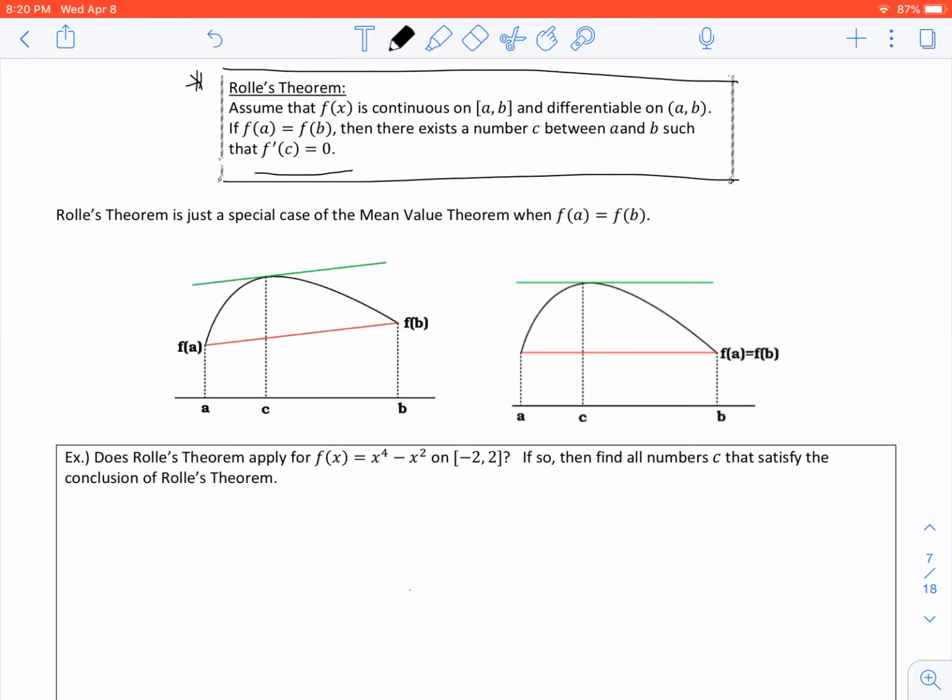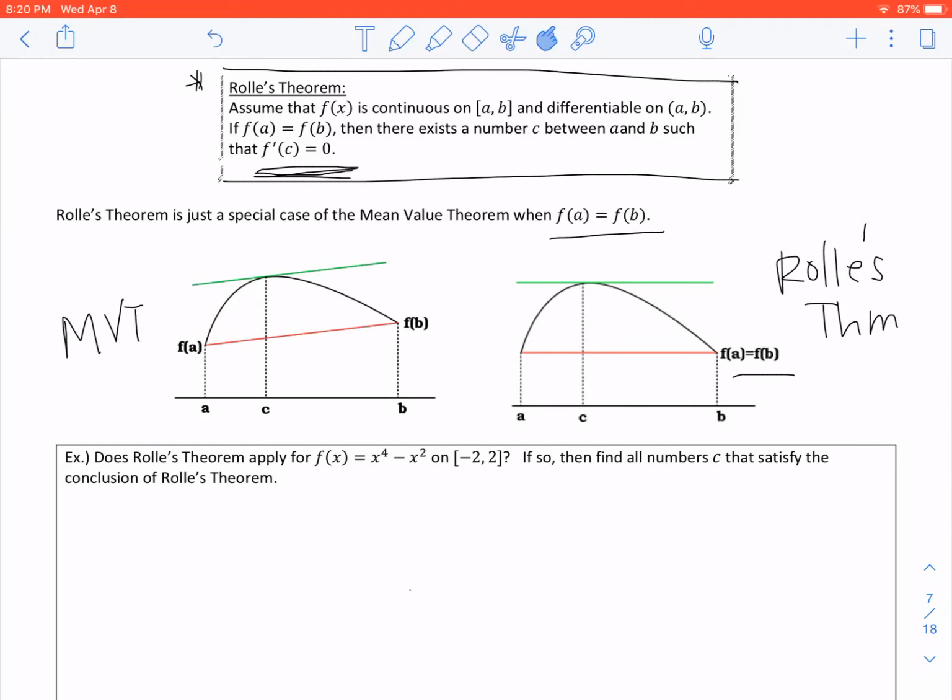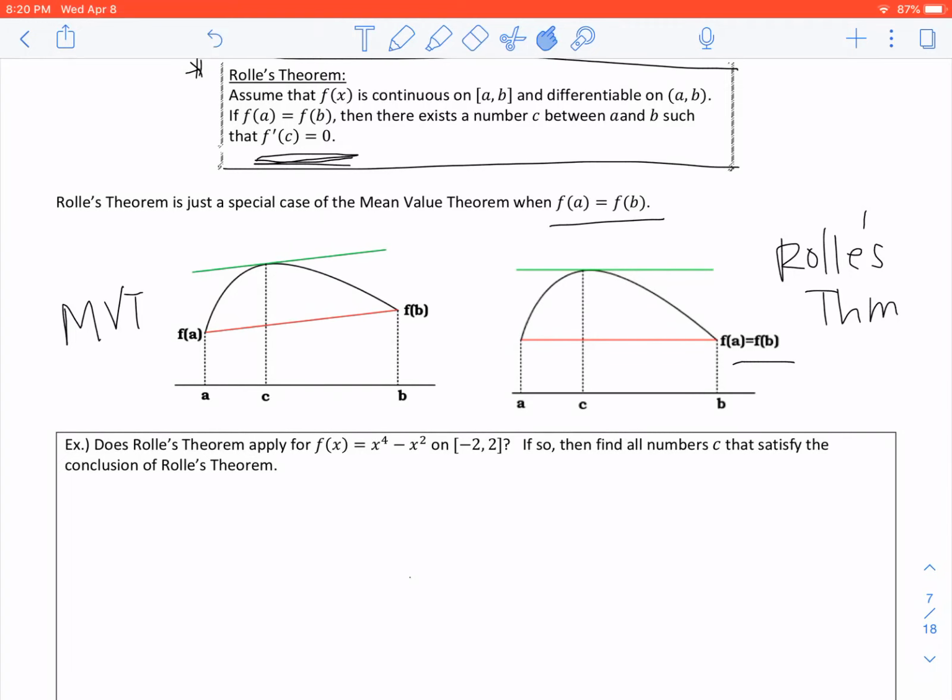Rolle's theorem is just a special case of the mean value theorem where f(a) is equal to f(b). So if you notice, the first graph that we have on here is our mean value theorem. And if you look at where f(a) is equal to f(b), this is going to be our Rolle's theorem, which is exactly saying that the slope of your secant line is equal to 0, and that is why we have up here where the derivative would be equal to 0 also. So slope would be 0. So again, a special case of the mean value theorem.